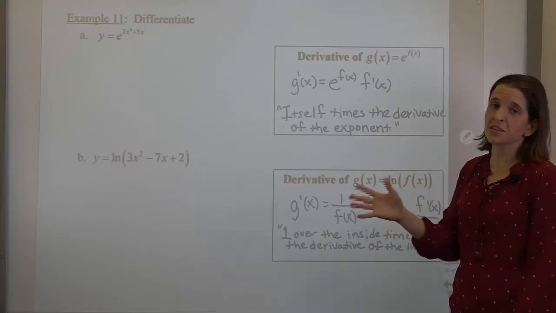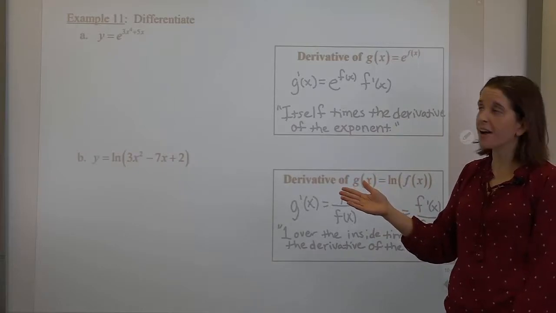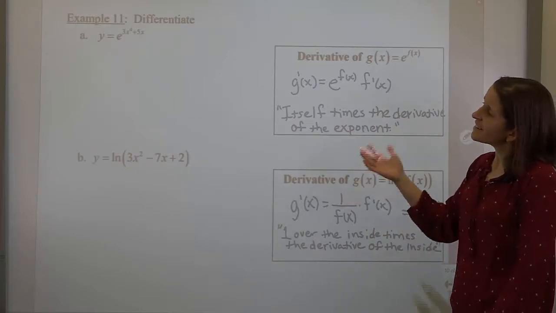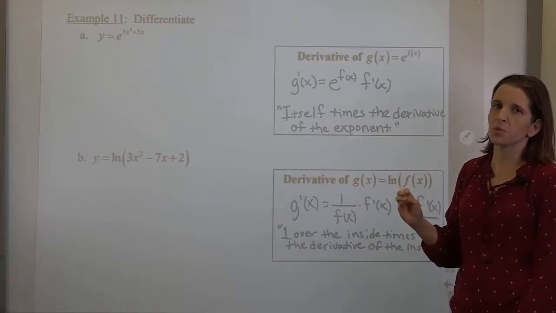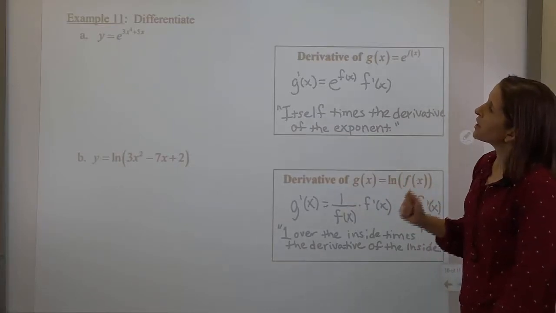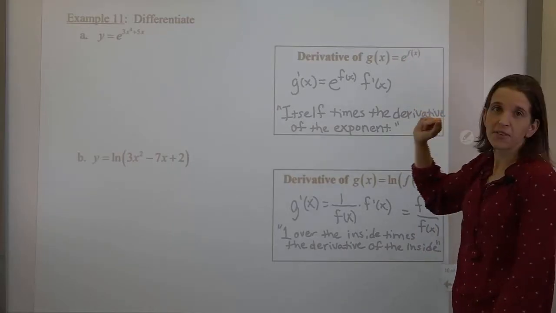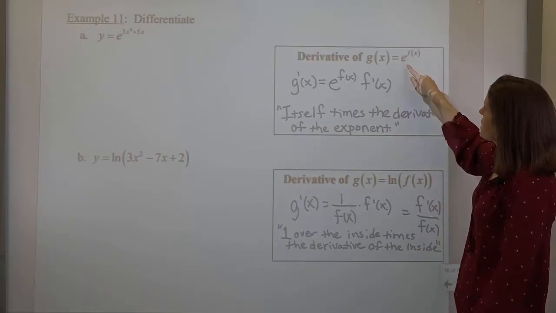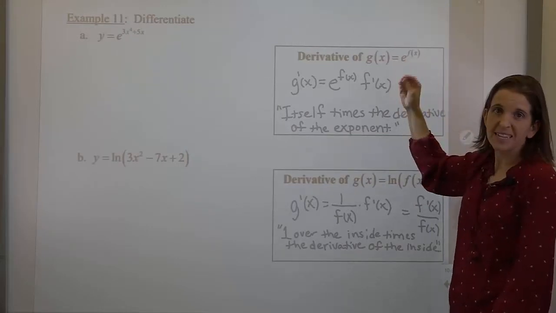So the chain rule is the chain rule. The chain rule really works no matter what your inside and outside function are, but it is kind of nice to have examples of specific ones that we know will keep coming up. So when we apply the chain rule to e to the f of x, the outside function is e, and the inside function is f of x, its exponent.